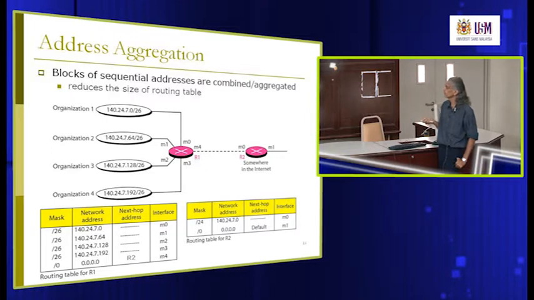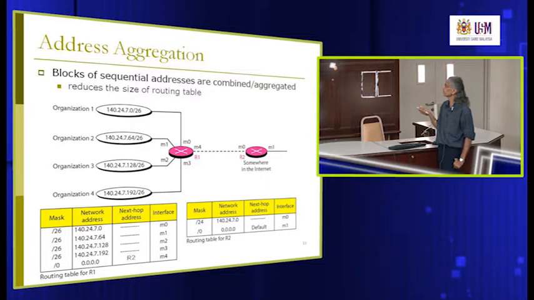Starting from 7.0/26 is M0, right? And then 64.128.192/26. And the default means that if a packet is not any of these addresses, then it should go to the next hop, which is R2. R2 is on M4, right? So this is the routing table for R1.